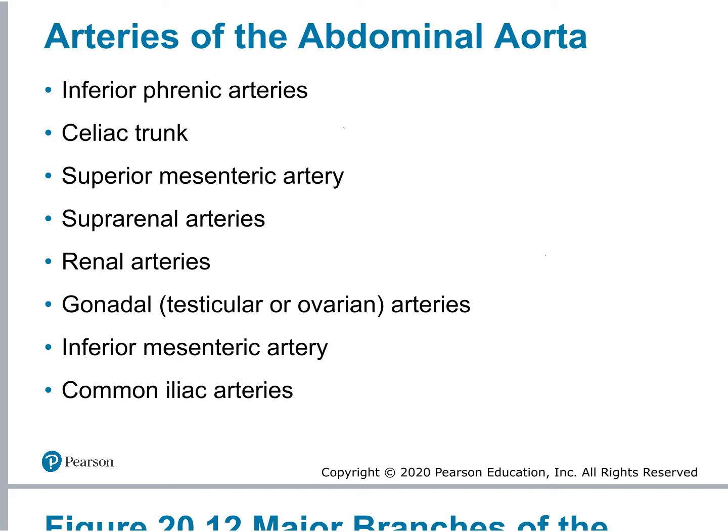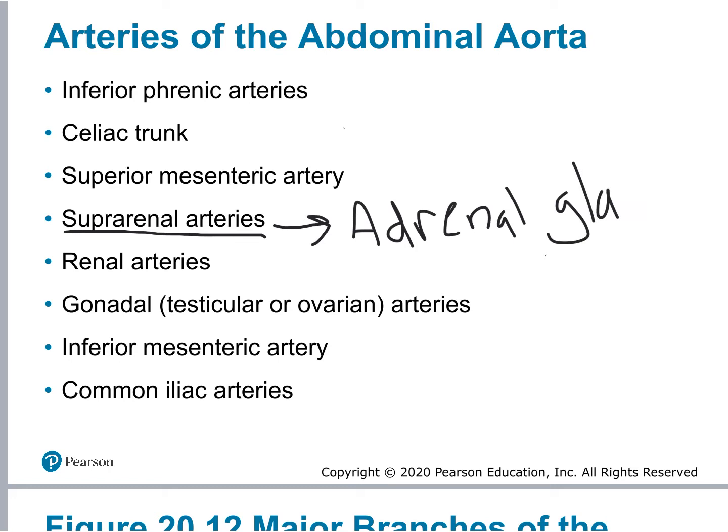Then there are the suprarenal arteries. Supra means above. Renal means the kidneys. So suprarenal is going to something that's above the kidneys. And what is above the kidneys? That's right, the adrenal glands. So the adrenal glands, which are above the kidneys, are getting oxygenated blood from the suprarenal arteries.